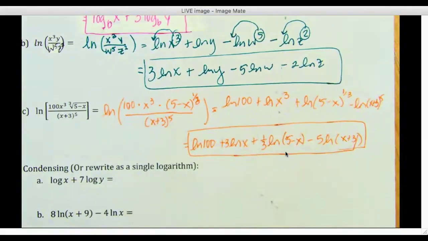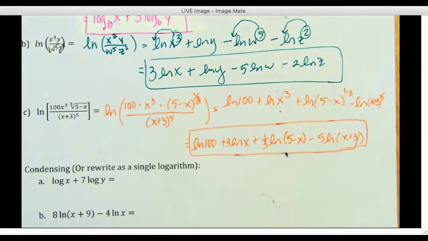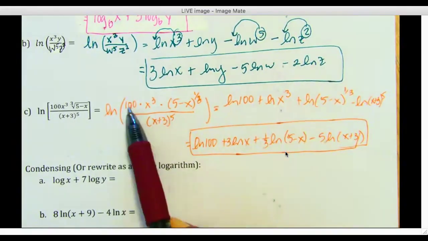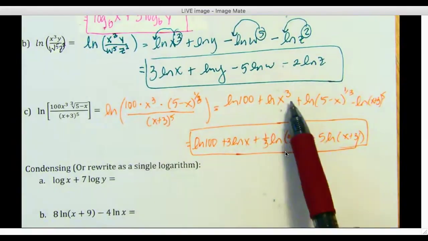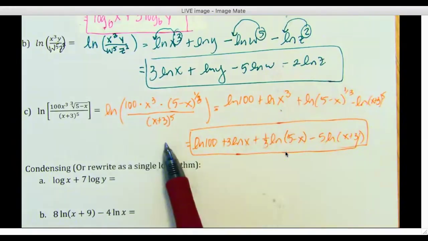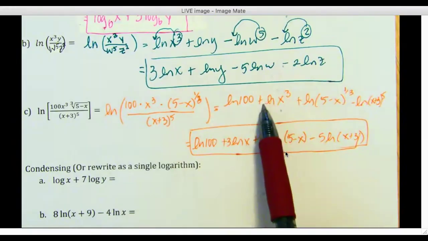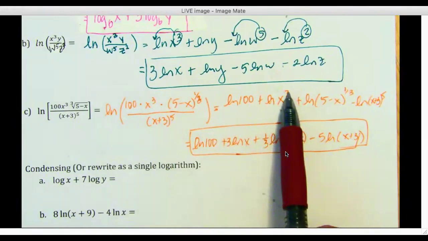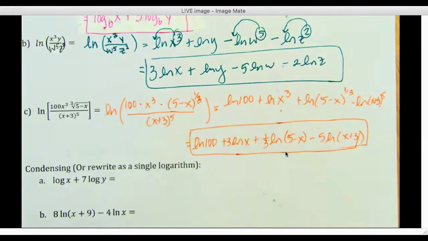All right. Sometimes I will have students ask why I separated the 100 and the x cubed. This cube here is only on the x. So I could not bring the 3 out front until I separated those terms because that exponent of 3 is not being applied to the 100.